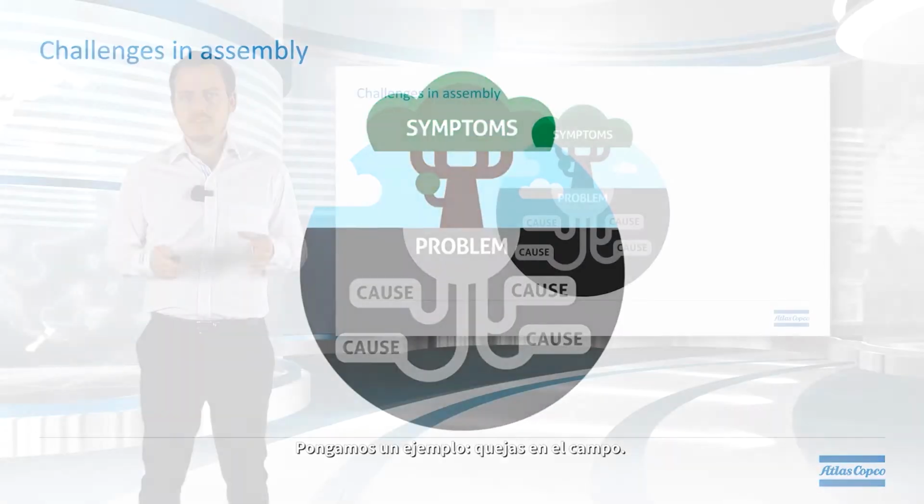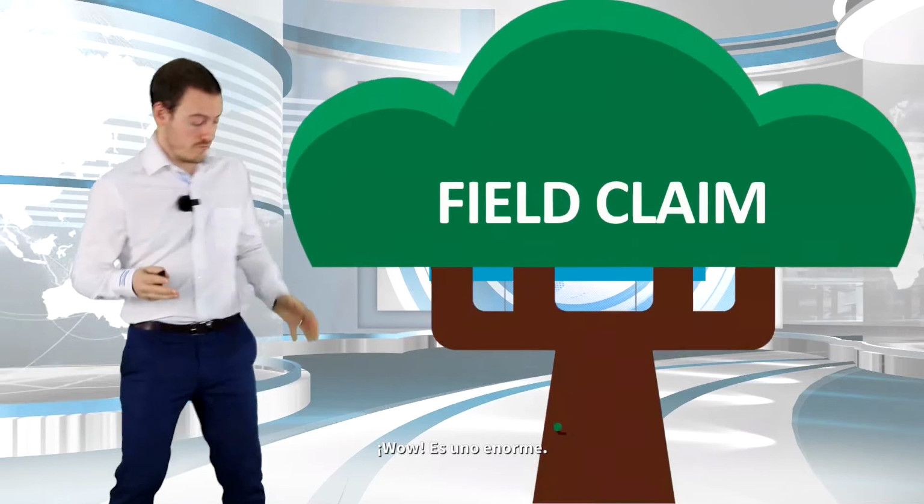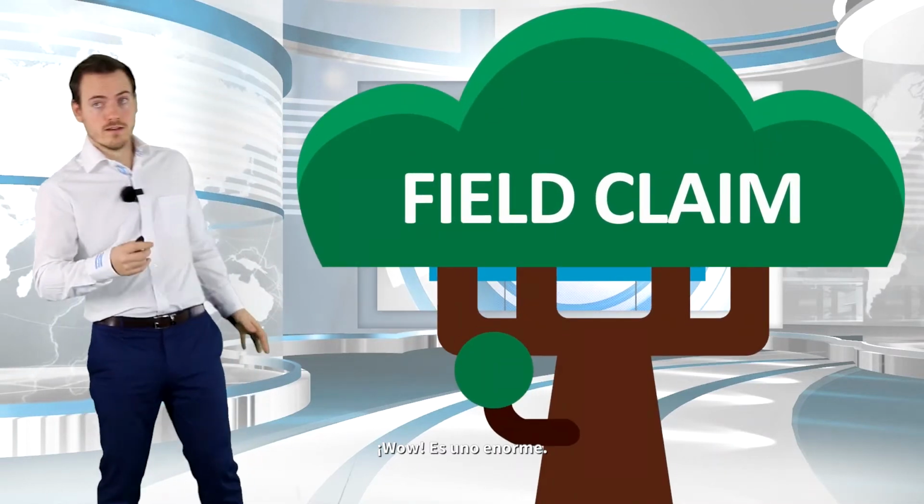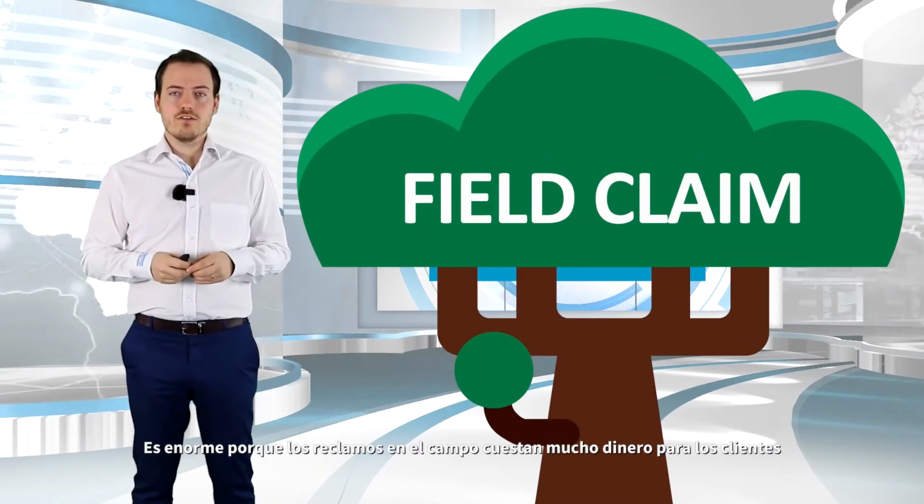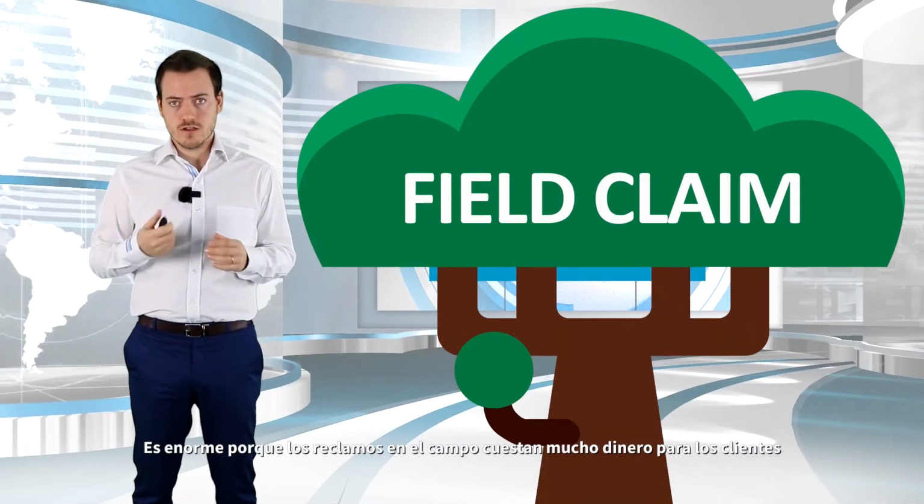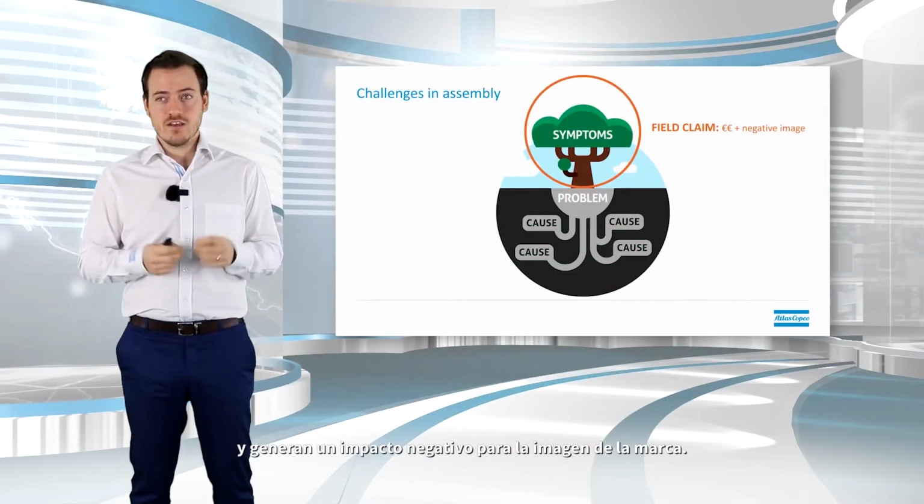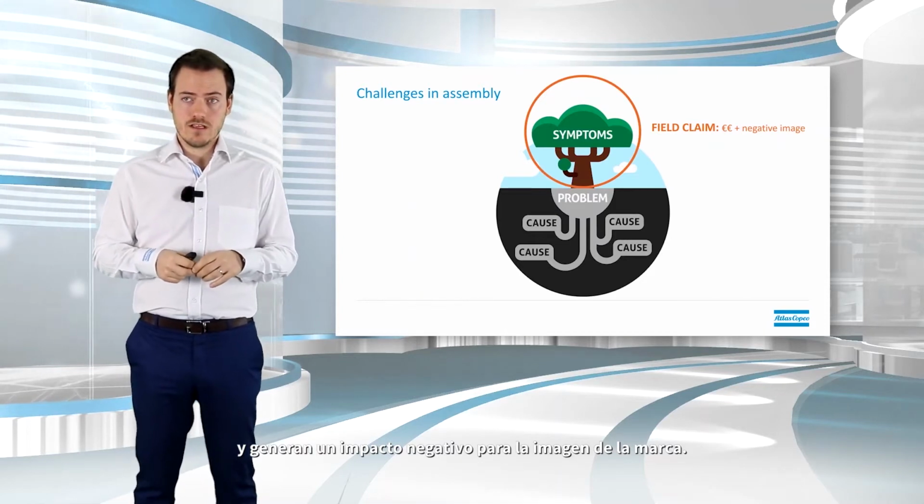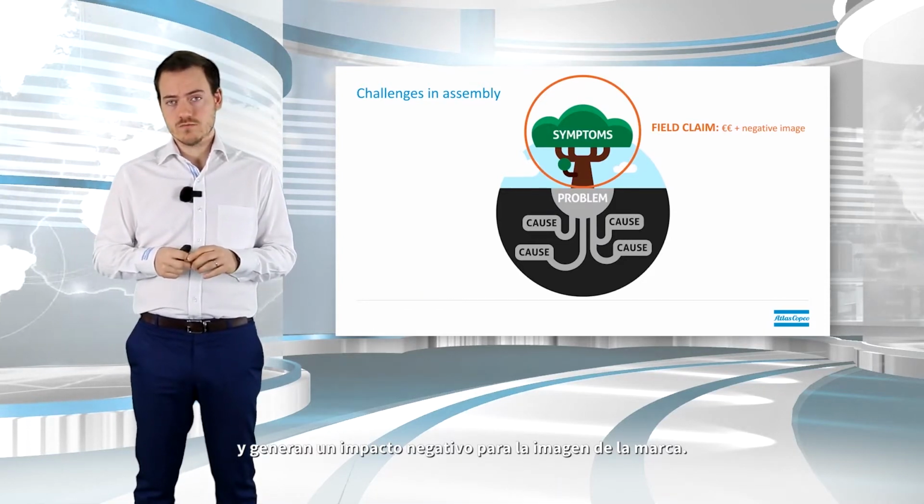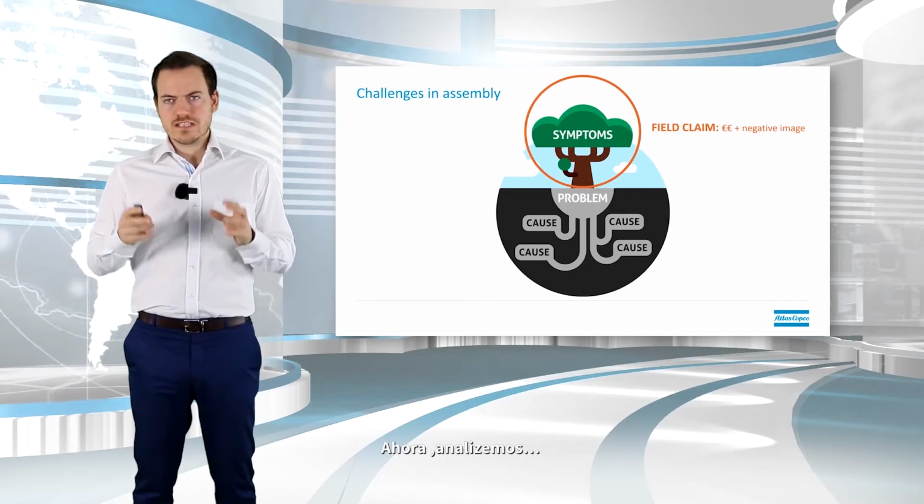So let's take one example. Field claims. Whoa, okay, that's a big one. Of course, it's a big one because field claims cost a lot of money to the customers and create a huge negative impact in the image of the customers. Now, let's analyze this field claim.